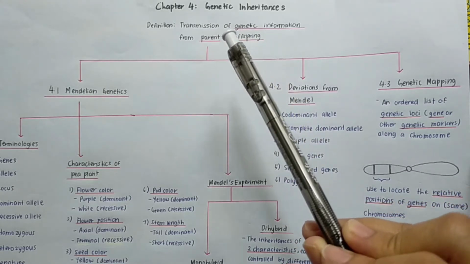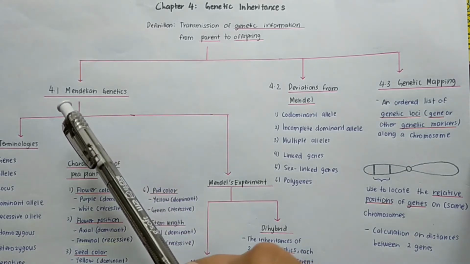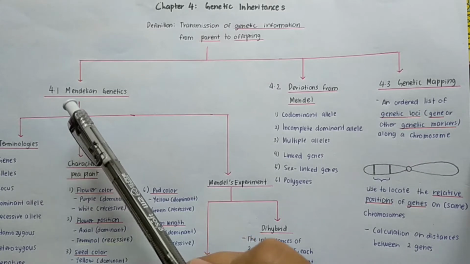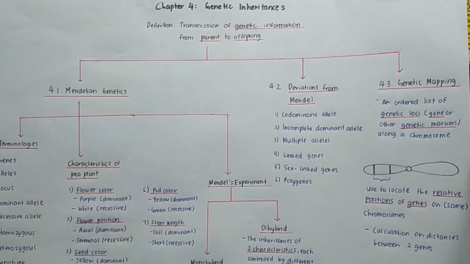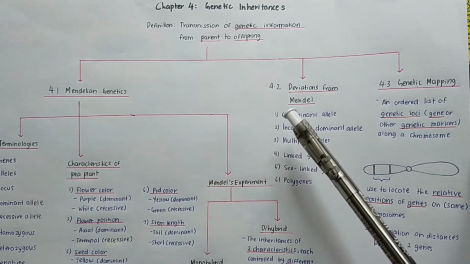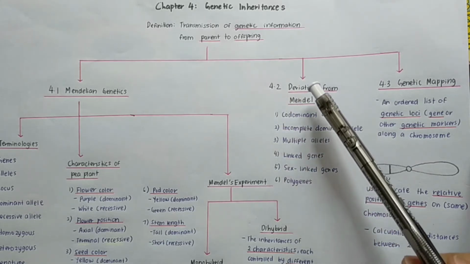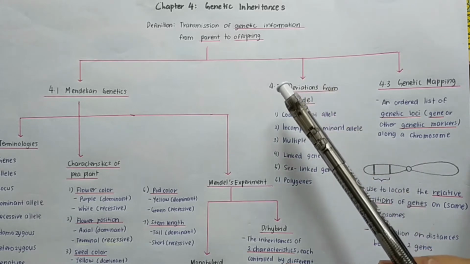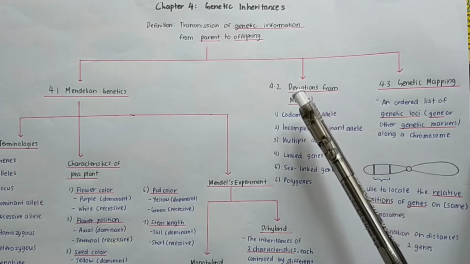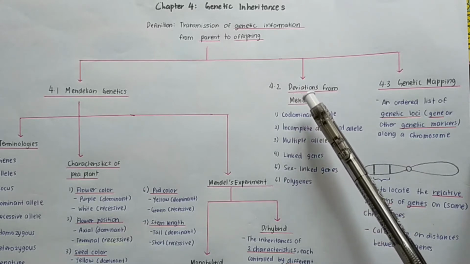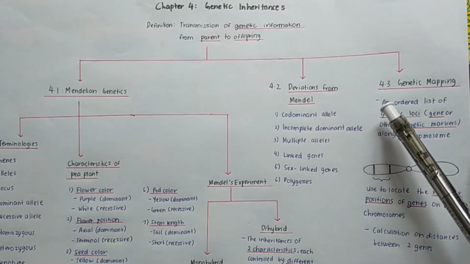If you look at this chapter, it is divided into 3 subtopics. The first one, subtopic 4.1, is about Mendelian genetics. For this subtopic, you have to know about monohybrid cross and also dihybrid cross. Then subtopic 4.2 is about deviation from Mendel's. Deviation means kita katakan akan ada berlaku percanggahan. Ada beberapa karakteristik ataupun trait yang mana dia tak follow Mendel's law. So that one kita panggil sebagai deviation. And then the last subtopic is 4.3, which is genetic mapping.